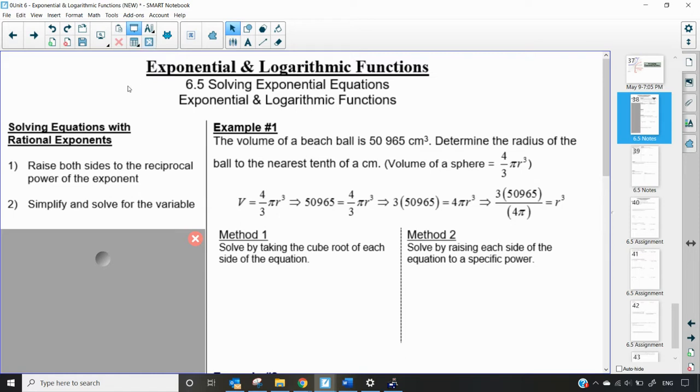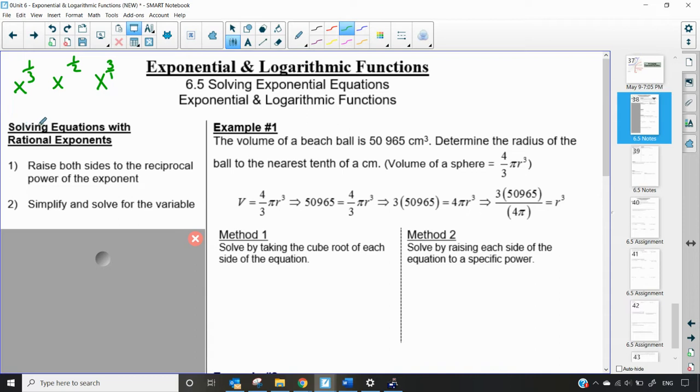Now, if something is written with a rational exponent, a rational number is anything that can be written as a fraction. So we could have x to the 1/3, we could have x to the 1/2. We can also have x cubed because x cubed is the same as x to the 3/1. So if our exponent is written as a fraction or as a rational number, we have a way that we can solve that. Notice that our base is the unknown.